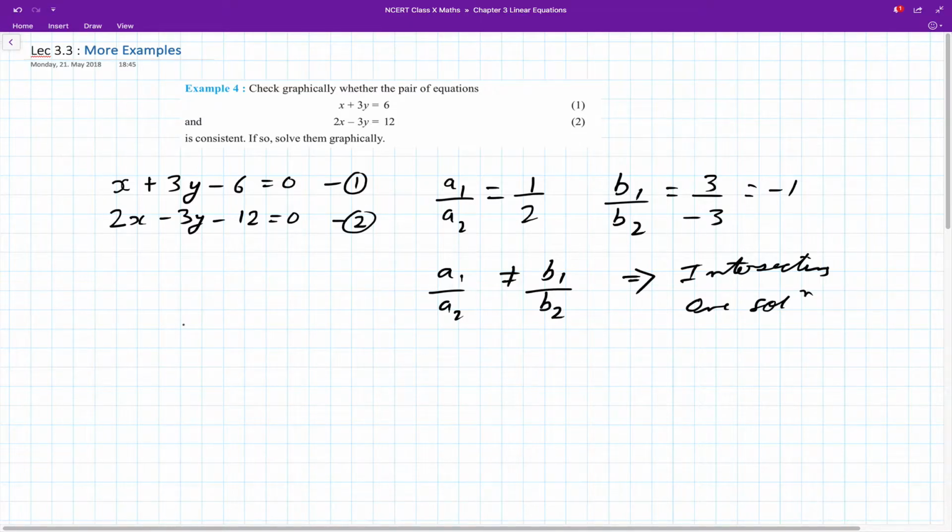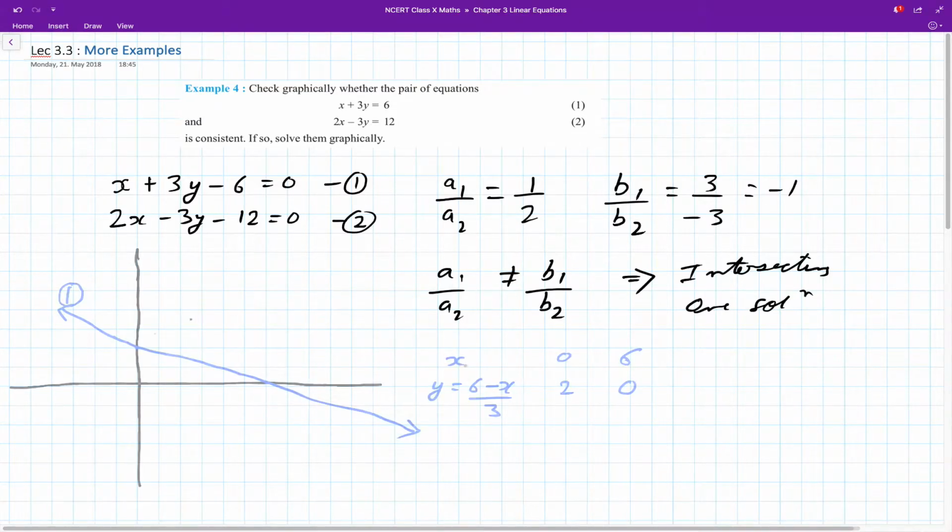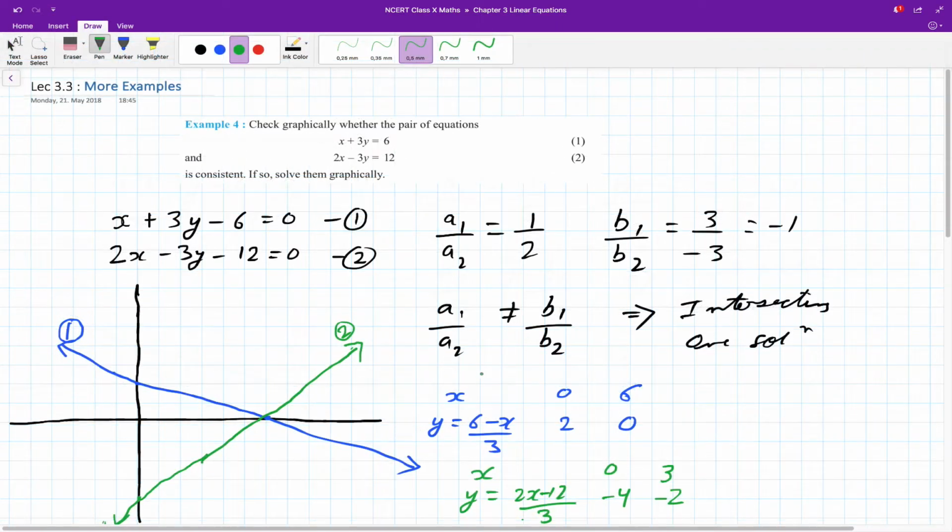And now we can graphically solve for the solution. As we had discussed earlier, in order to plot the first equation, we have y as 6 minus x by 3. If we take x as 0, we get y as 6 minus 0 by 3, which is 2. So this is our first point, (0, 2). And if we take x as 6, then we get y as 0. So this is our second point, (6, 0). Now you just join these two points and then extend it, and you have your first straight line.